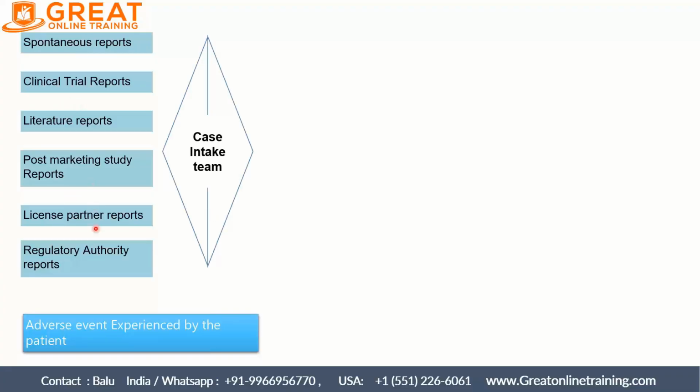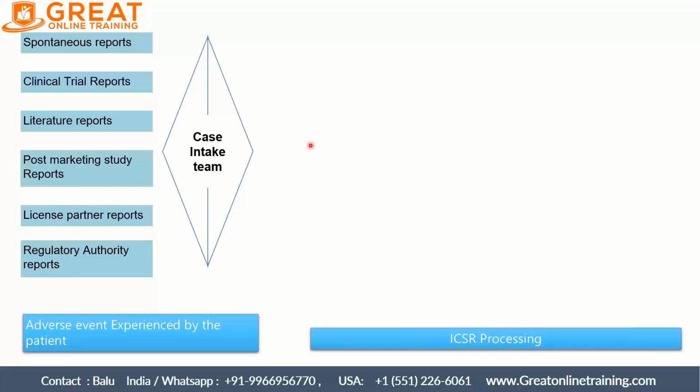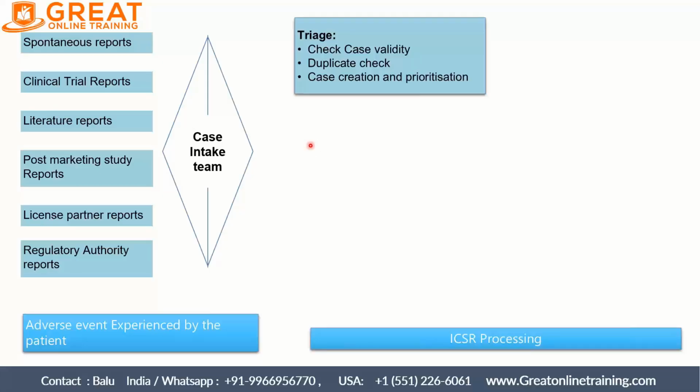So now we have different sources of information. What is the first step that we have? We have a case intake team. The pharmaceutical companies have their own specific case intake team in each country where they are marketing the medicines, and they will collect the information from the different sources. If they receive information in a non-English format, they will translate it and send the information to the triage team. This is where our ICSR processing starts.